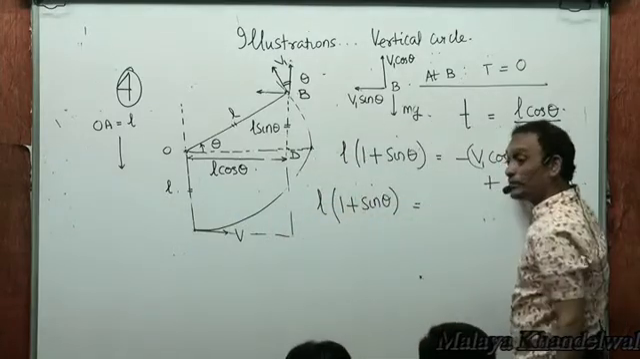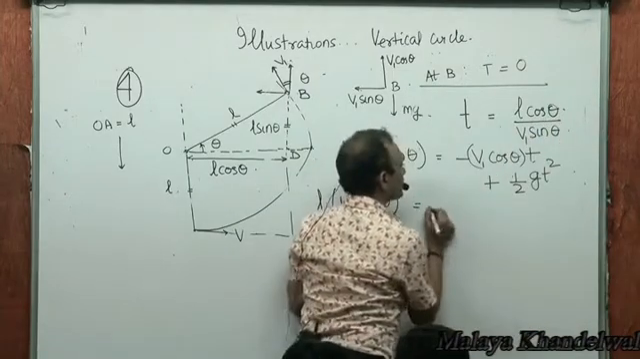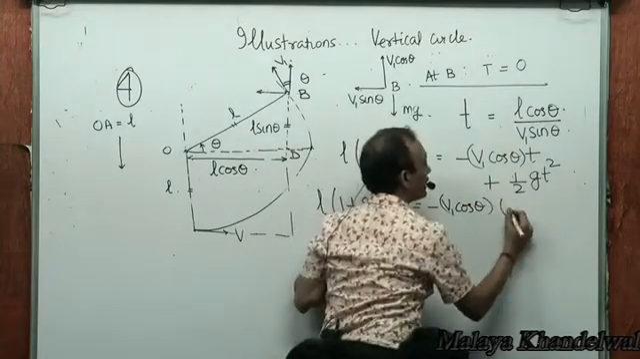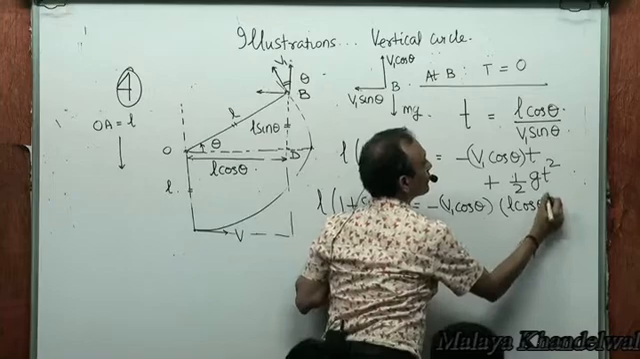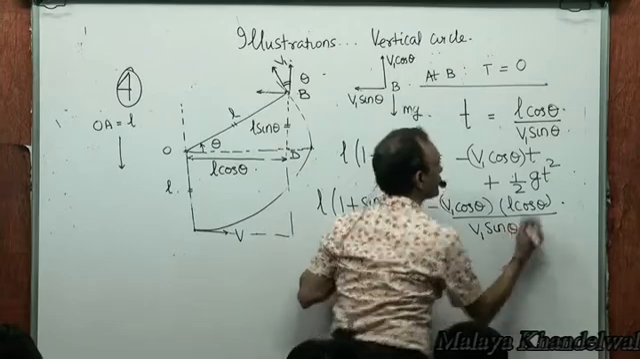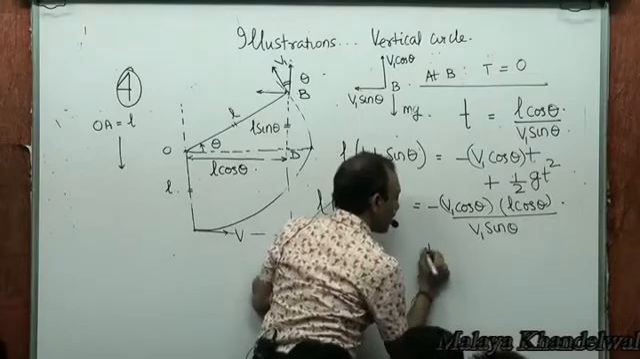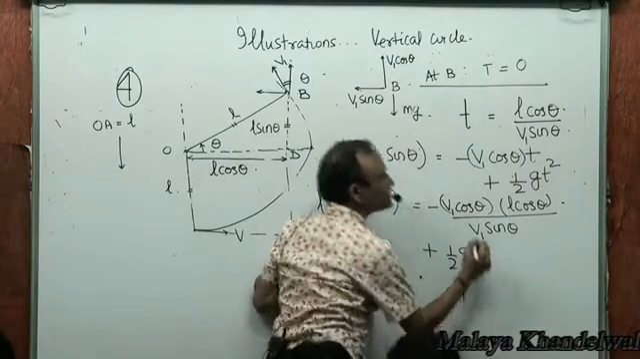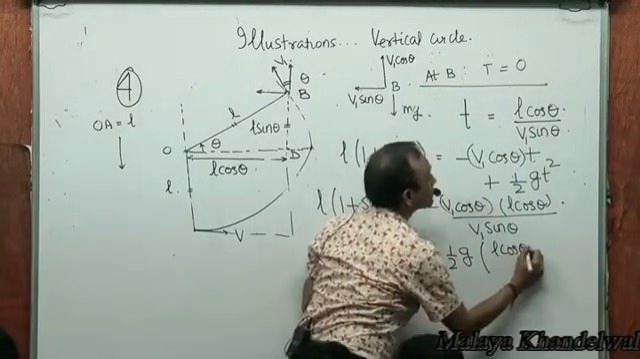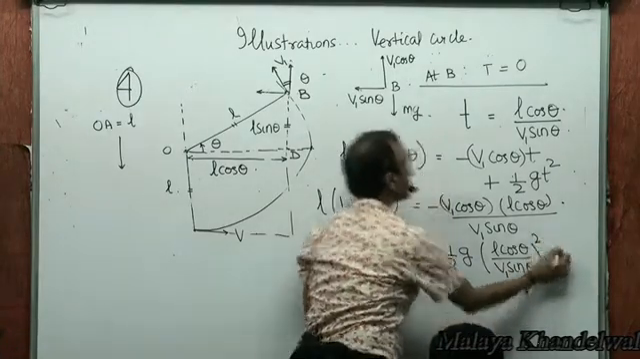Let me eliminate t, right? T is L cos theta by V1 sin theta. So this is like minus V1 cos theta into t, where t is L cos theta by V1 sin theta, plus half of g into t squared. T squared is this, which is L cos theta divided by V1 sin theta whole square. Yes or no?